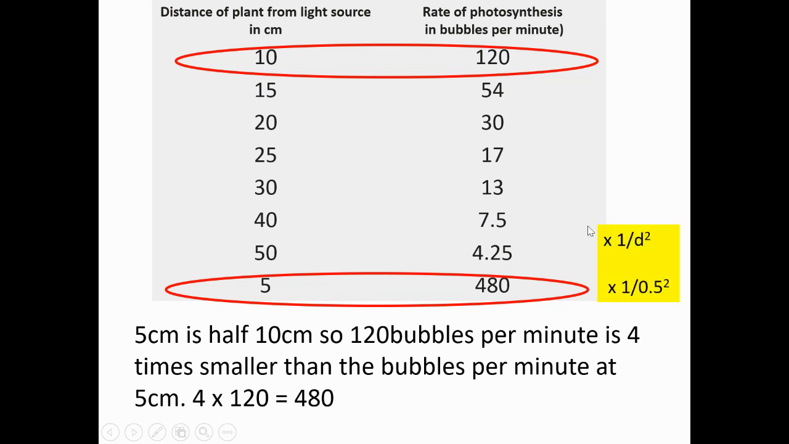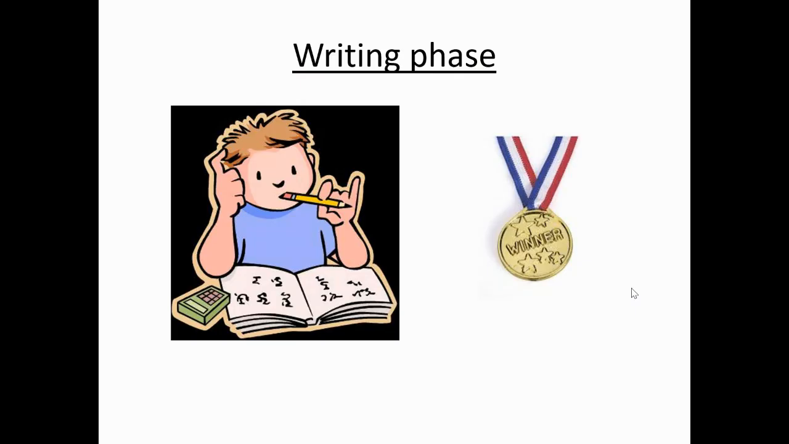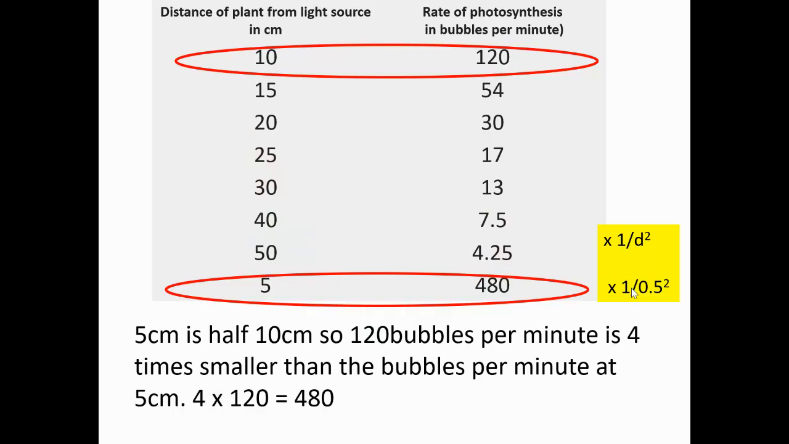Alternatively, you could use the 1 over d squared. So how many times bigger was 5 to 10? In fact, it's not bigger, it's half. So I did 0.5, half distance squared, and 1 over that. Okay. And that's why it's times by 4. Does that make sense? Tricky stuff. As hard as it gets, though, by the way.